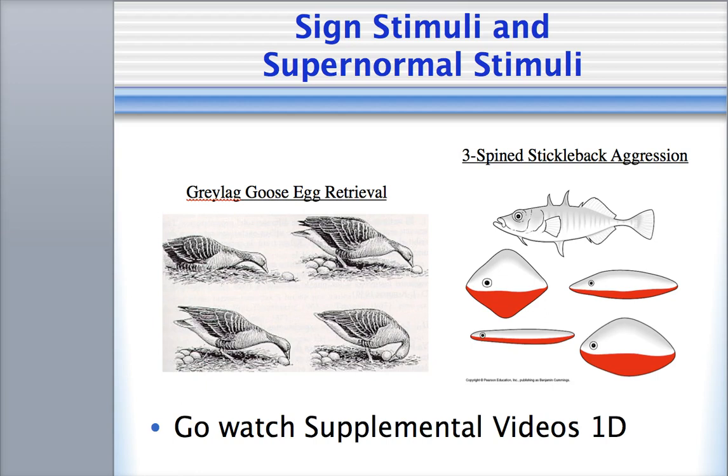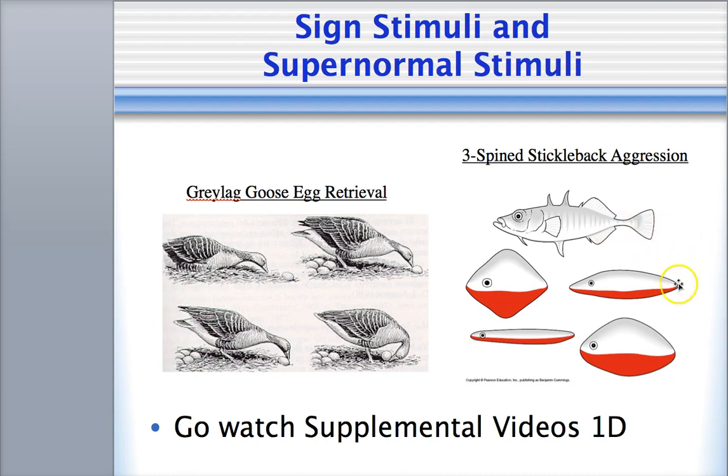So there are two examples here that I want to talk about because I have some videos of this. And so there's the gray-legged goose example and the three-spined stickleback example. So I want to talk about these just for a second, and then you can go watch them. So I'm going to start with the three-spined stickleback because I think it's the first one in the list. So this is just a simulation of Nico Tinbergen's study.